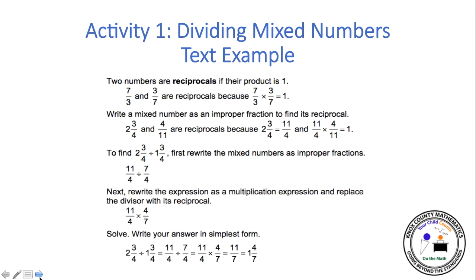To find 2 3/4 divided by 1 3/4, first rewrite the mixed numbers as improper fractions: 11/4 divided by 7/4. Next, rewrite the expression as a multiplication expression and replace the divisor with its reciprocal. Solve. Write your answer in simplest form.